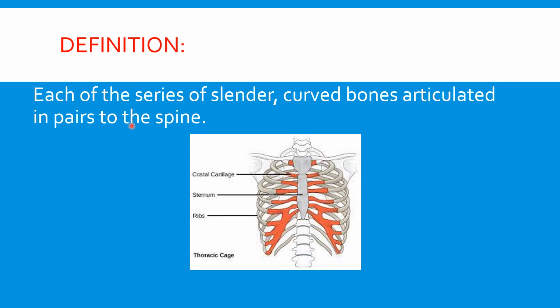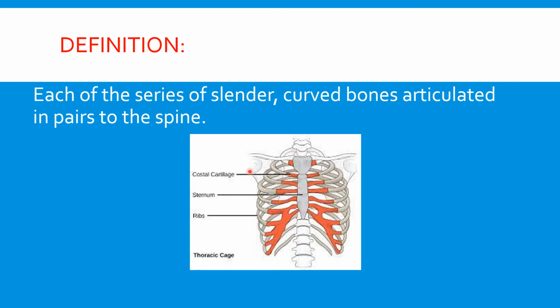Ribs are mainly a series of cylinder curved bones articulated in pairs to the spine. The ribs are cylinder, and cylinder means they are thin bones, and are curved. Curved means they are present in the form of a C shape, starting from the anterior part of the body to the posterior part of the body, or you can say starting from your chest to your back.